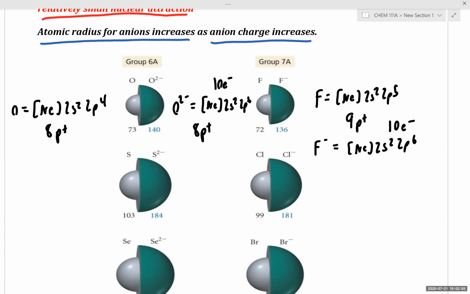Yes, O2 minus would in fact be larger, as we can see from this data set, because we have fewer protons, a weaker nuclear charge, and as a result, we have a larger atomic radius.